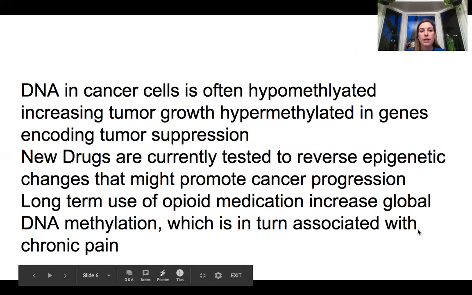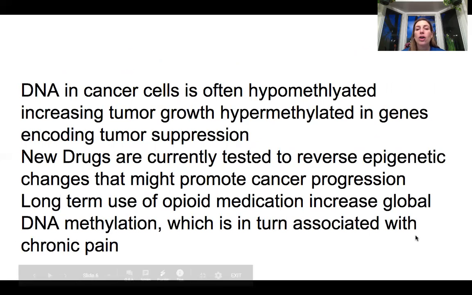DNA in cancer cells is often hypomethylated, which links to increased tumor growth. Hypermethylation in genes encoded for tumor suppression activates those genes to cause tumor suppression. So hypomethylation causes increased tumor growth, while hypermethylation activates genes to cause tumor suppression. New drugs are currently being tested to reverse epigenetic changes that might promote cancer progression.